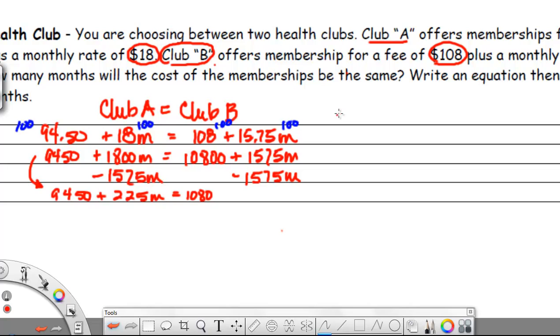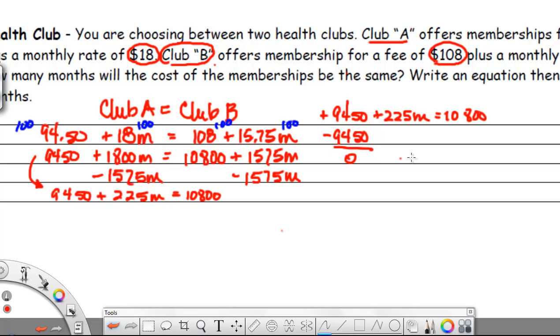So I have 9450 plus 225m, 225 months, and then I have 10,800. I almost forgot a 0 there. 10,800. Now again, I look at my side that has the variable term, and the number that's with the variable term, I'm going to subtract that one away. In this case, I'm using subtraction because this is positive. Now, if this was a negative, then I would add it, right?